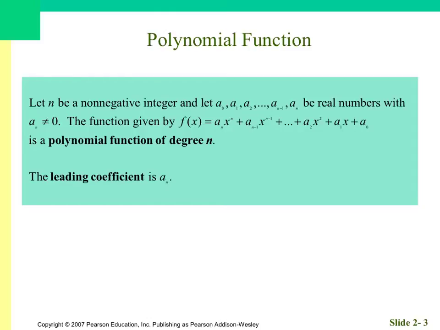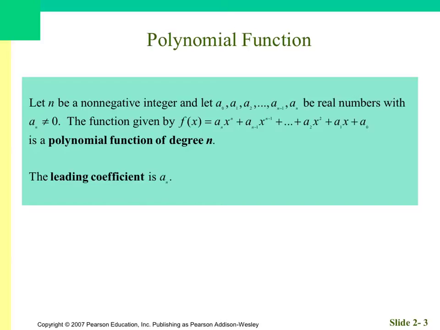A polynomial function. Let n be a non-negative integer, so the exponent cannot be a negative integer. And let a sub 0, a sub 1, a sub 2, up to a sub n minus 1, a sub n be real numbers where a sub n is not 0. The function given by f of x equals the following is a polynomial function of degree n, with a lead coefficient of a sub n.